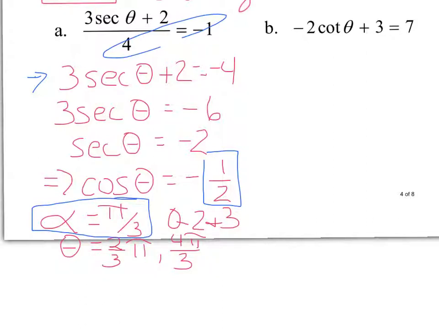So that means because it's negative, I'm in quadrants 2 and 3. So my final theta will be, in quadrant 2, 3 pi over 3 minus the pi over 3, so that gives me 2 pi over 3. And in quadrant 3, I'm going to add pi over 3, so that gives me 4 pi over 3. And that takes care of that problem.